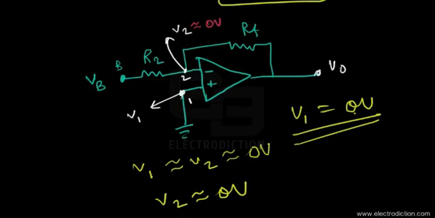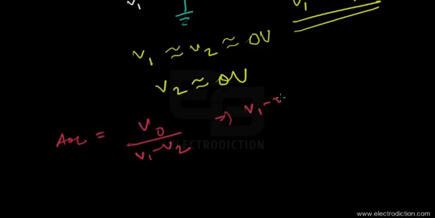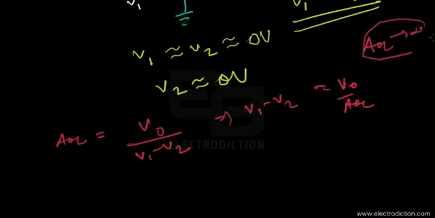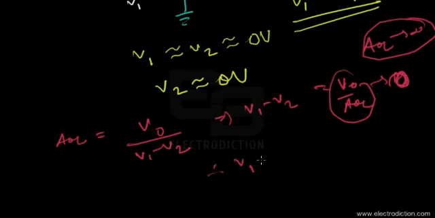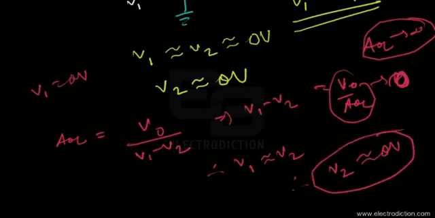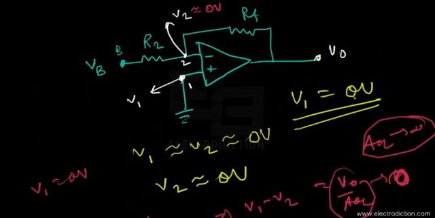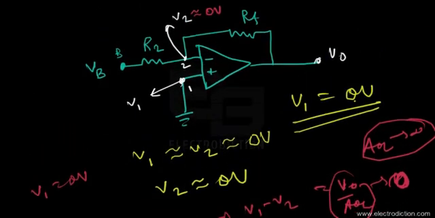Now we can also mathematically try and prove this. If we assume that the open loop gain of an op-amp is given by the output voltage VO divided by V1 minus V2, we can put this equation as V1 minus V2 equals VO by the open loop gain. Since the open loop gain can be approximated as tending towards infinity, this whole thing would tend towards 0. Therefore we have V1 approximately equal to V2, and since V1 is equal to the ground voltage, V2 is approximately equal to the ground voltage. So mathematically we can prove this condition this way.